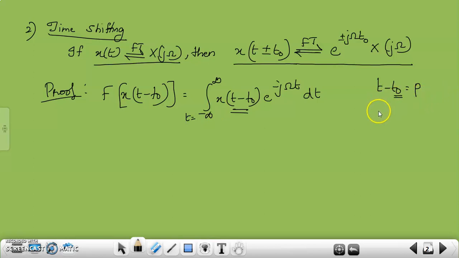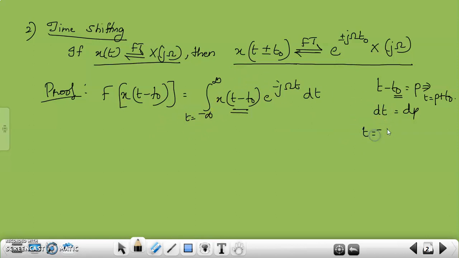So if I differentiate this, with respect to t on the left hand side and with respect to p on the right hand side, I can write dt equal to dp. So dt changes to dp and t minus t naught changes to p. And from this equation, I can write t is equal to p plus t naught. And one more thing, you have the limit of t from minus infinity to infinity.